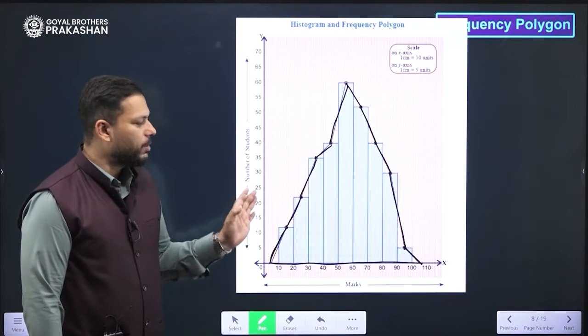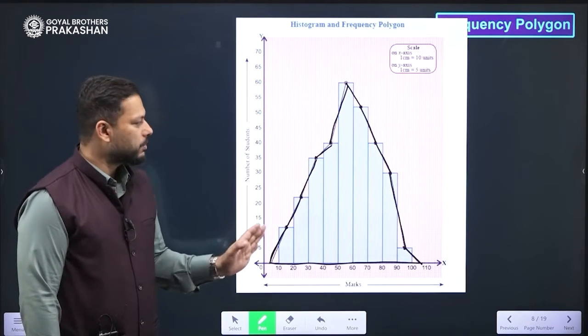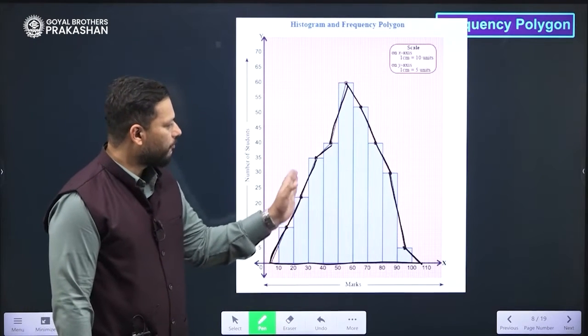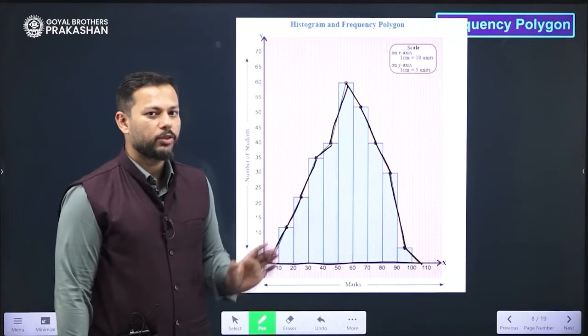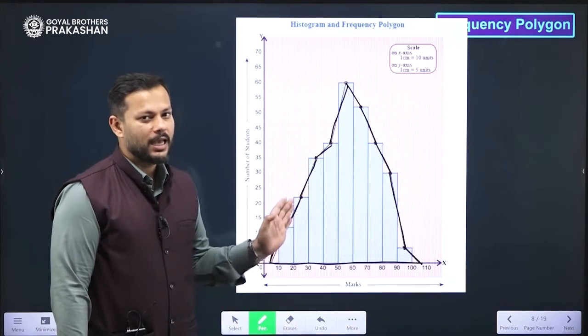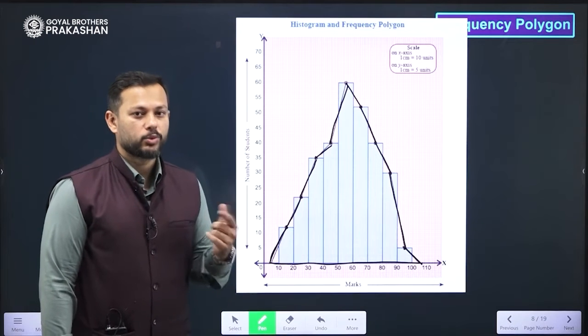A frequency polygon can be made in two ways. First, by drawing the histogram, then locating the midpoints of each rectangular bar on the histogram, and then joining those midpoints using line segments and completing the polygon. That is one of the ways.